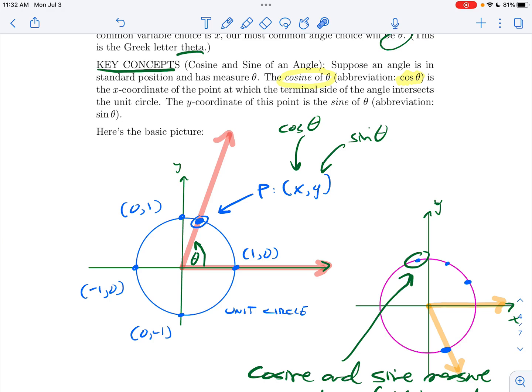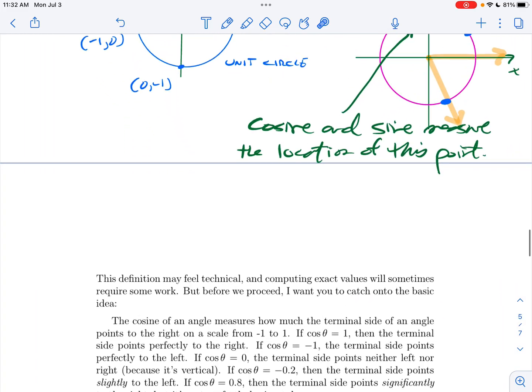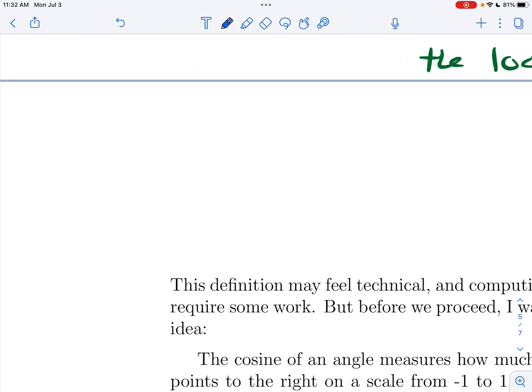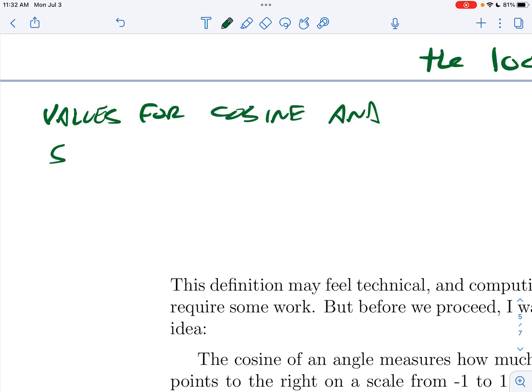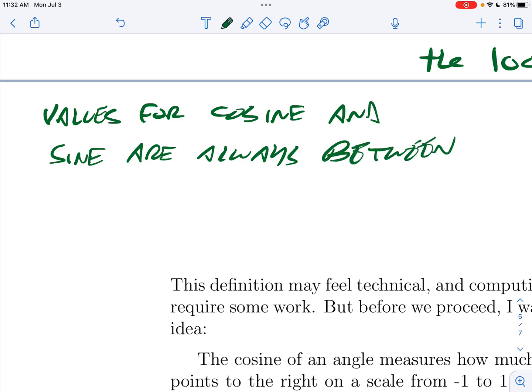What is its y-coordinate? Let's just notice, because of the unit circle, the x-coordinate can be at most 1 and at least negative 1. Similarly, the y-coordinate is at most 1 and at least negative 1. So let's just file this away now, because sometimes people make mistakes and they get answers that they should notice are wrong. So let's just note values for cosine and sine are always between negative 1 and 1.